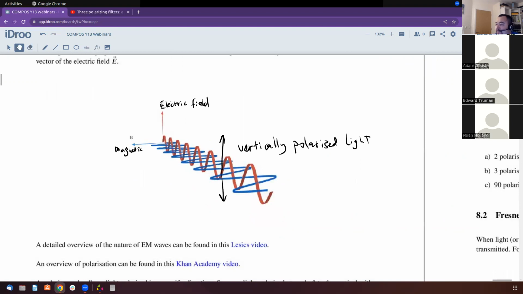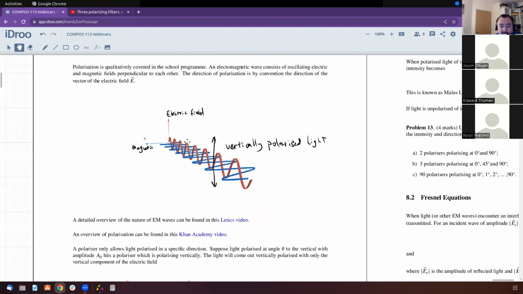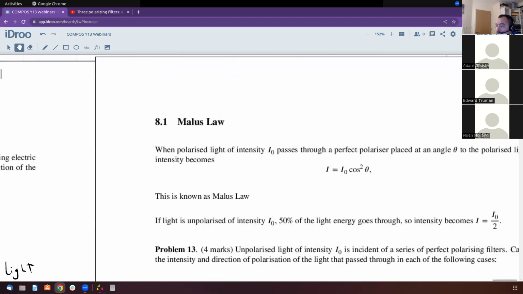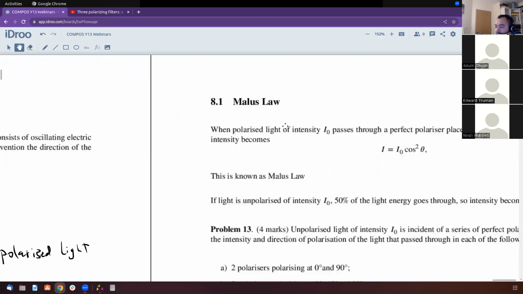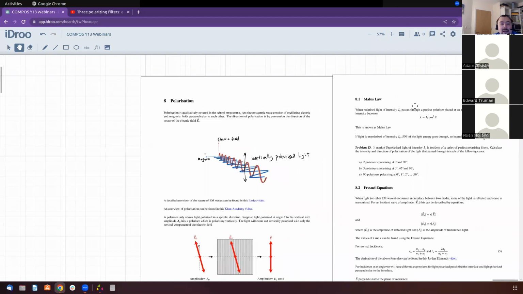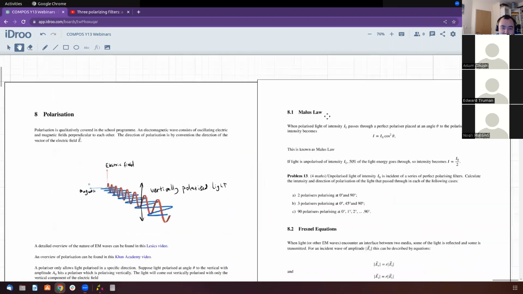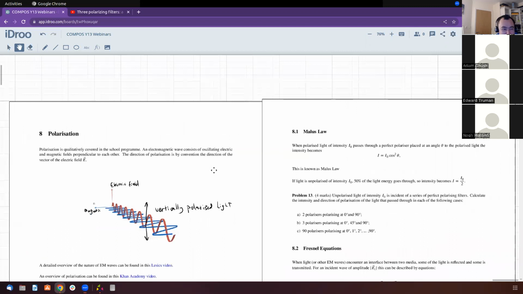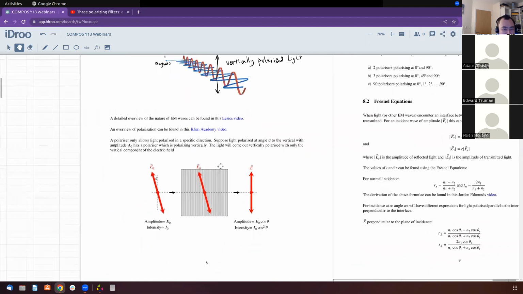Has anyone studied Malus's law in school? Malus's law, let me know, please. No. Okay, I'm guessing you're doing A levels, because if you were doing pre-U, for example, you would study Malus's law. It's spelled Malus law or Malus's law; different spellings are possible.